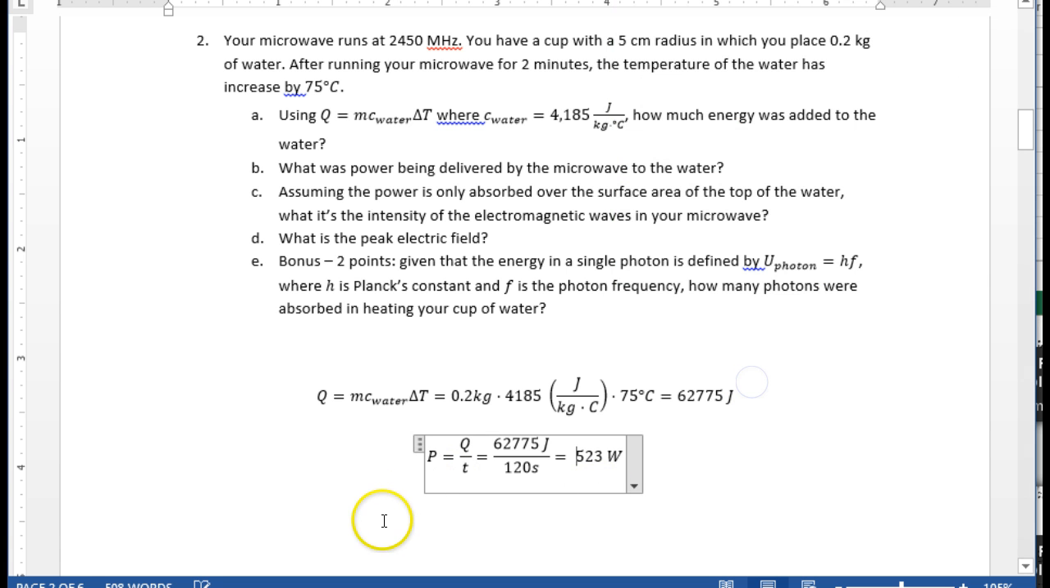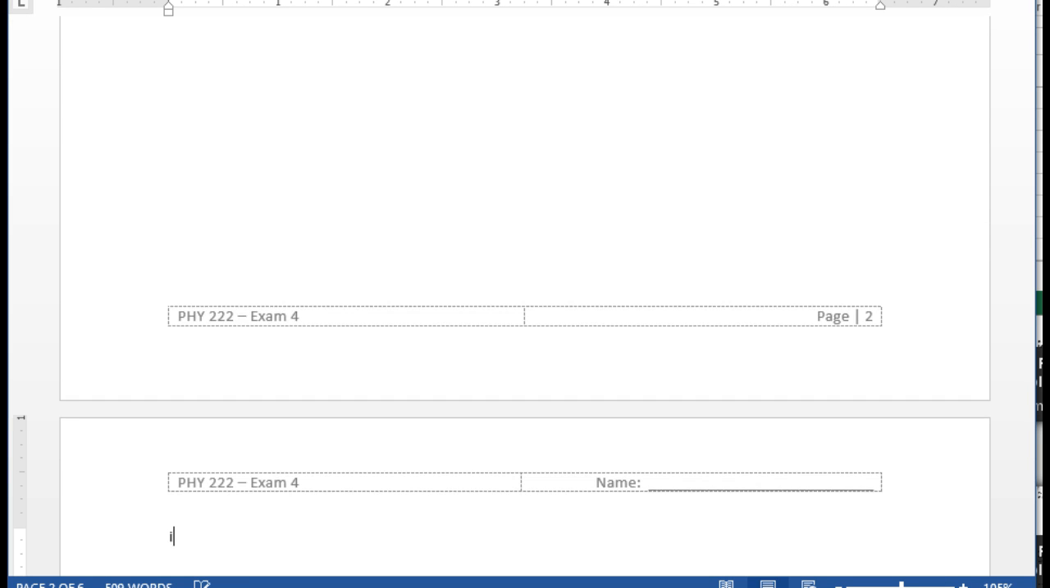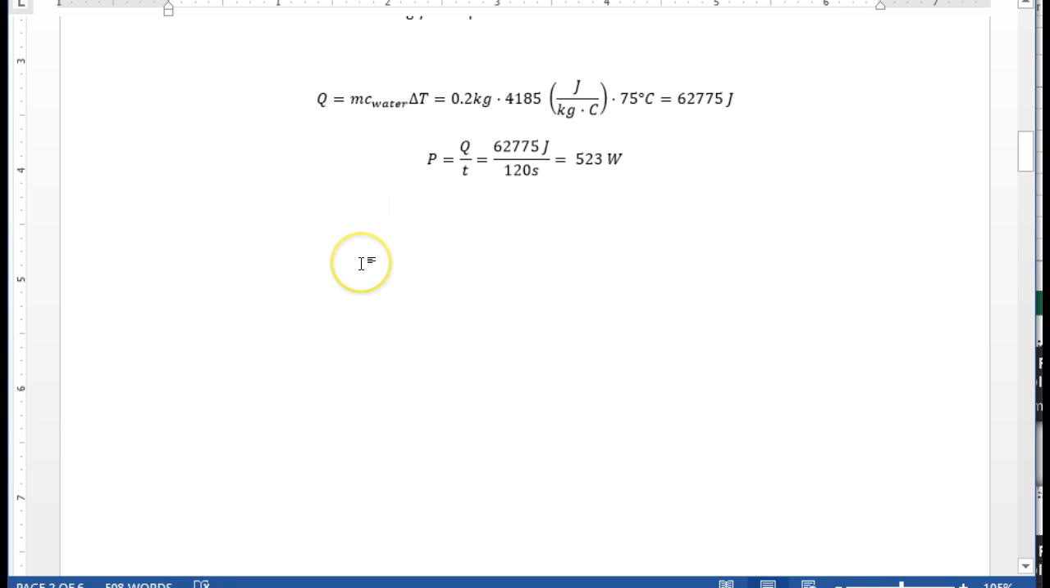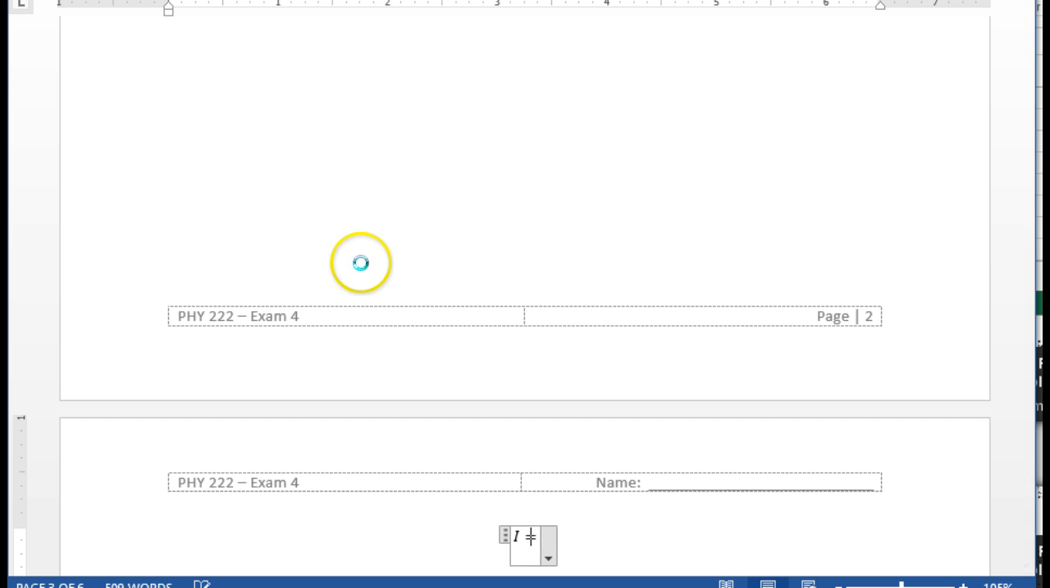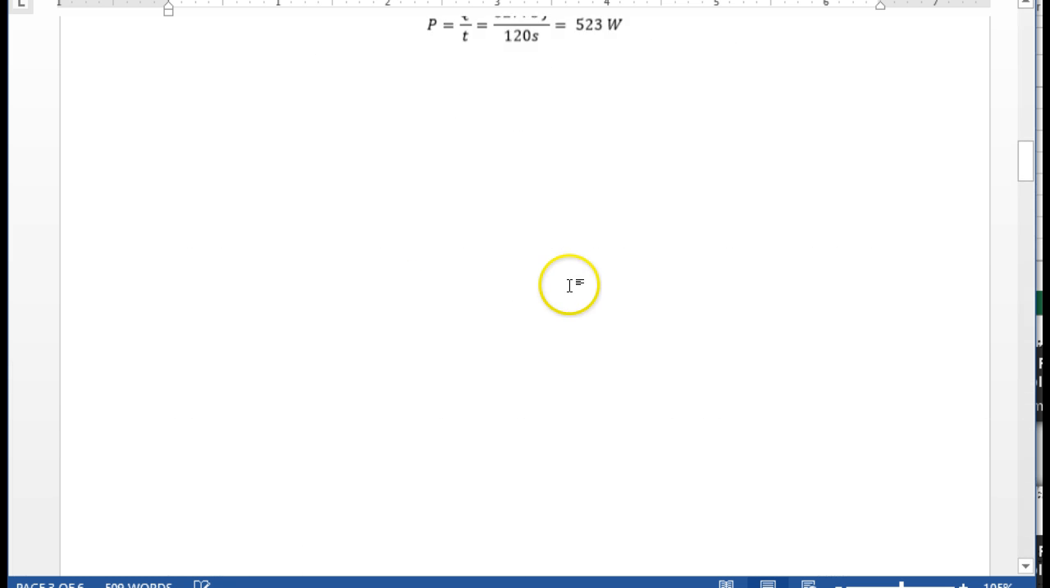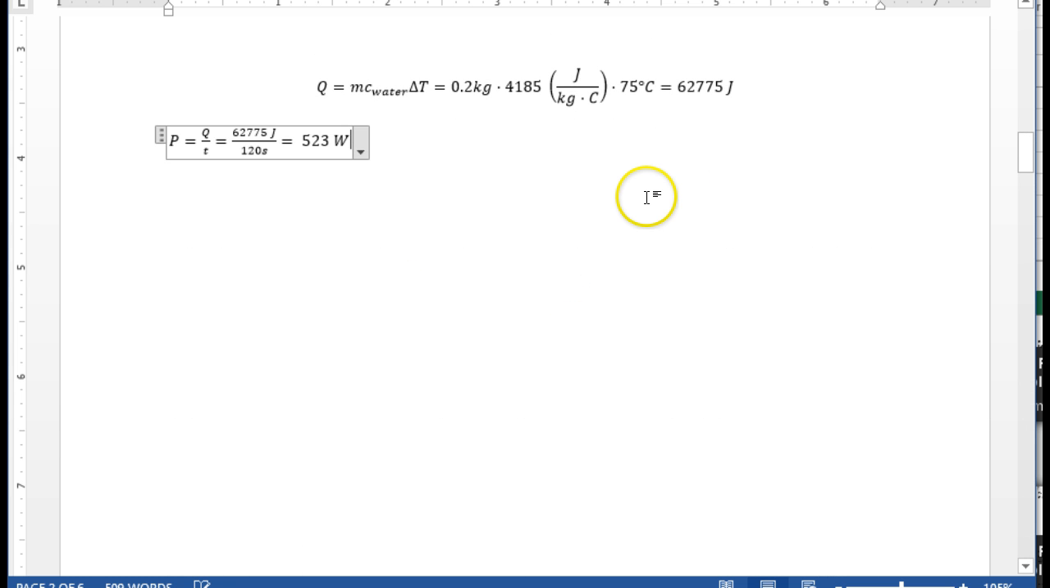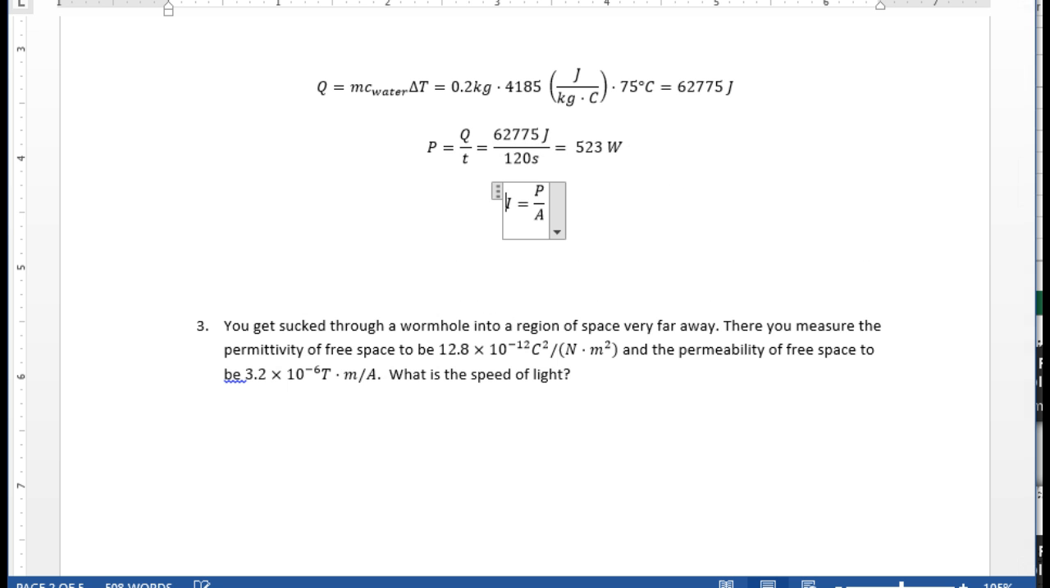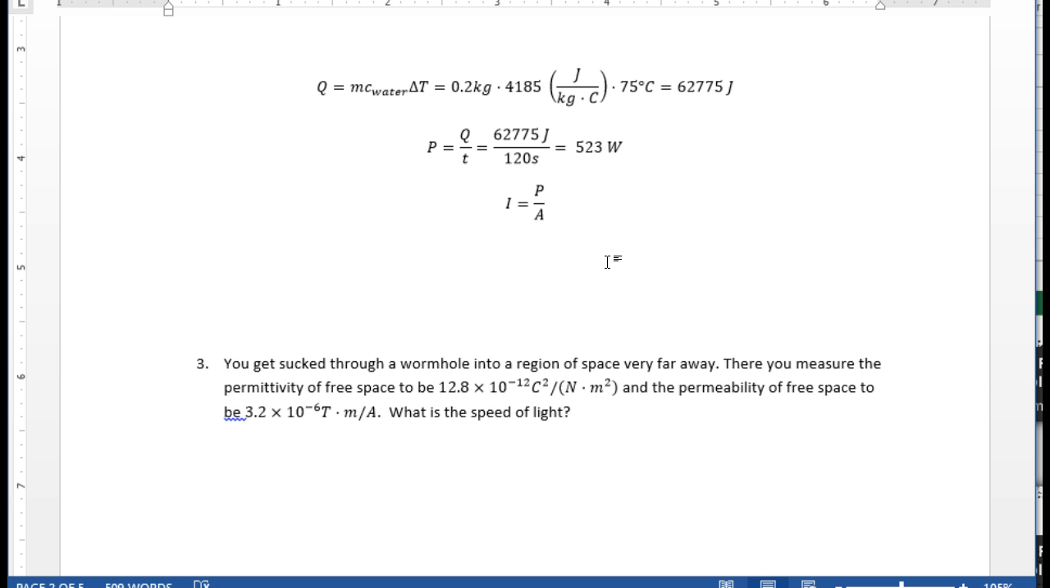523 watts. All right, assuming the power is only absorbed over the surface at the top of the water, what is the intensity, right? Intensity is power per area. Not really sure why we're down on the next page there. Okay, I had to put up with problem 3 for a little bit. All right, intensity is power divided by area.